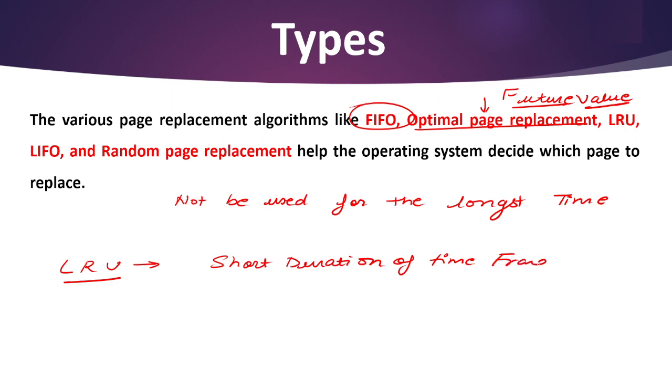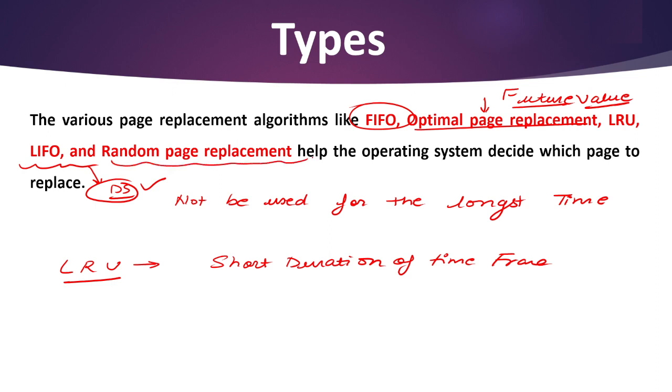This is the LRU. Next we have LIFO. LIFO means last in, first out. This algorithm works in a similar way to how we studied LIFO in data structures. The newest page, which arrived last in the primary memory, is replaced. Okay, the newest page we always replace here.